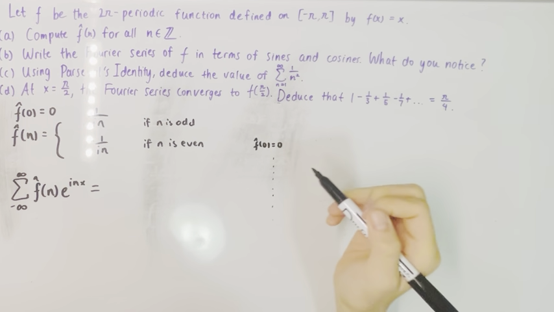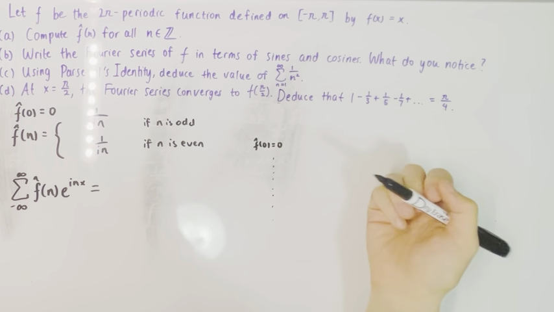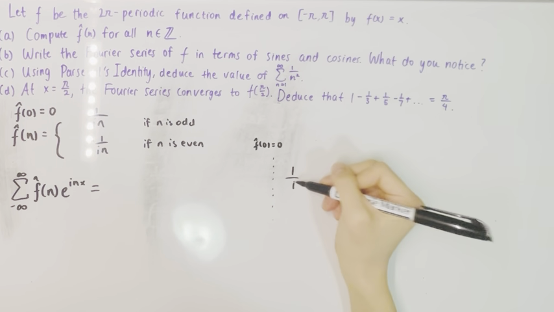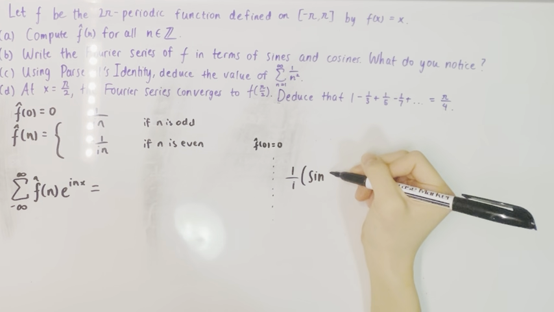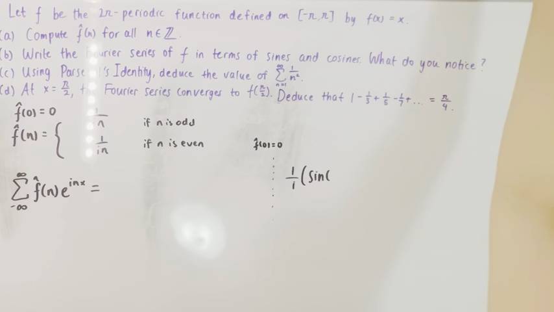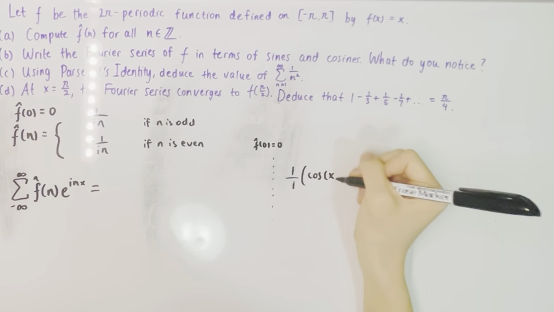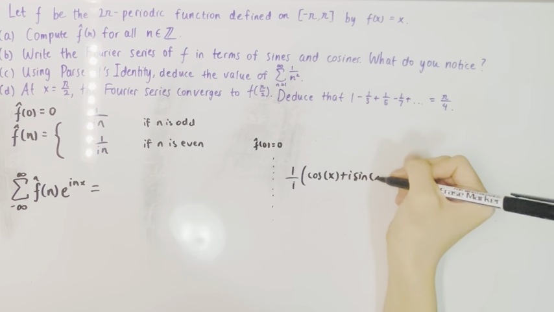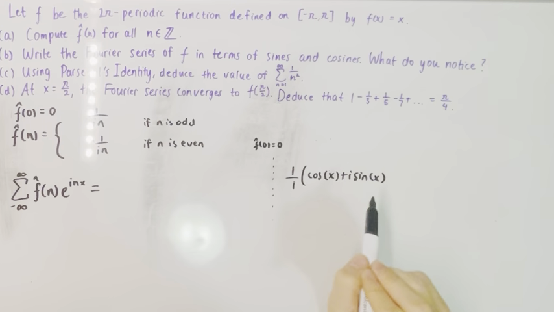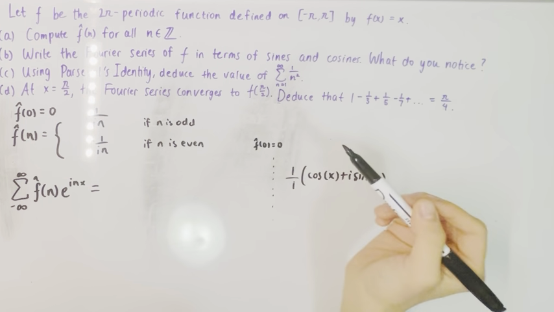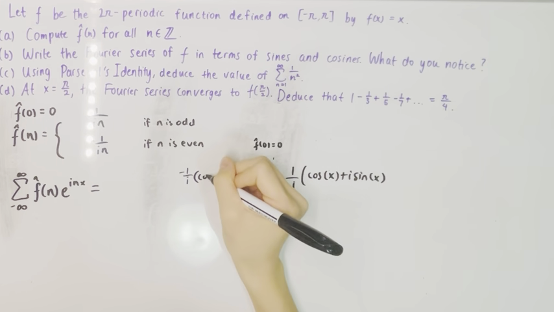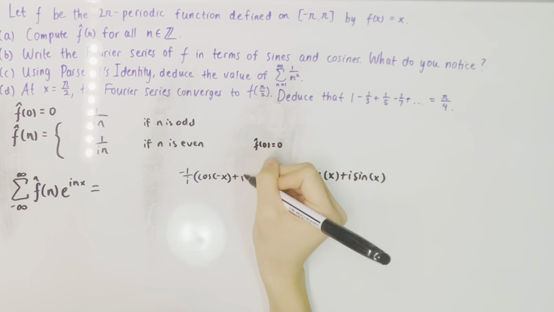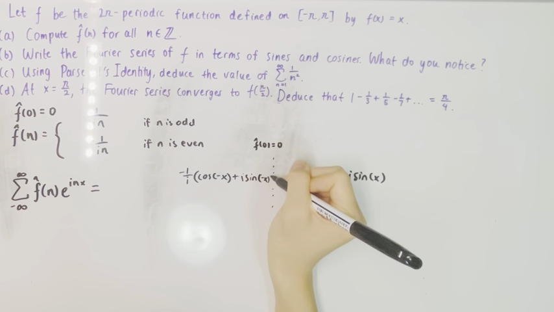Okay, so n equals 1. What do we get? We get 1 over i, because n is 1, n is odd, times cosine x plus i sine x. Okay, let's see what happens when it's negative. Negative 1, and n is odd, so I'm going to get negative 1 over i, times cosine negative x plus i sine negative x.